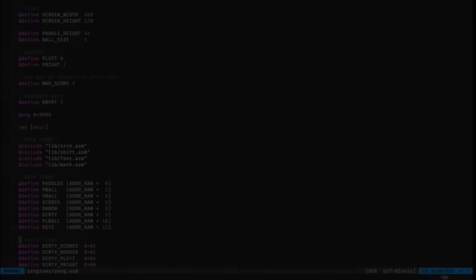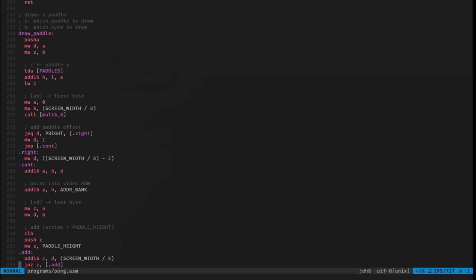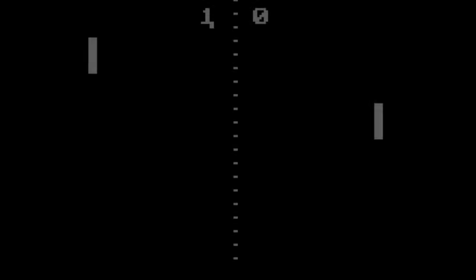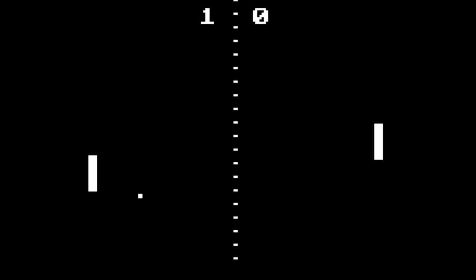So, after a couple more days of programming, including countless bug fixes in the assembler, emulator, and circuit, with a little over 700 lines of assembly code, this is what we got. Pong, written in a custom assembly language, assembled by a custom assembler, running on a custom processor.